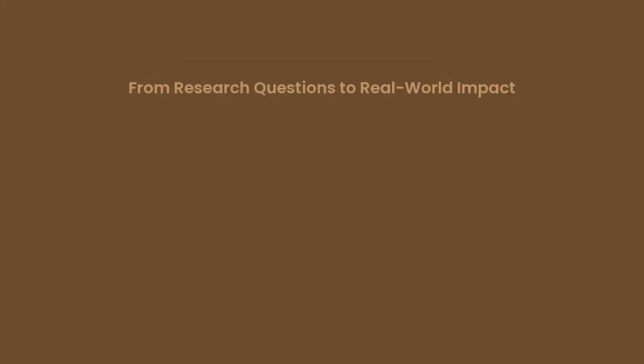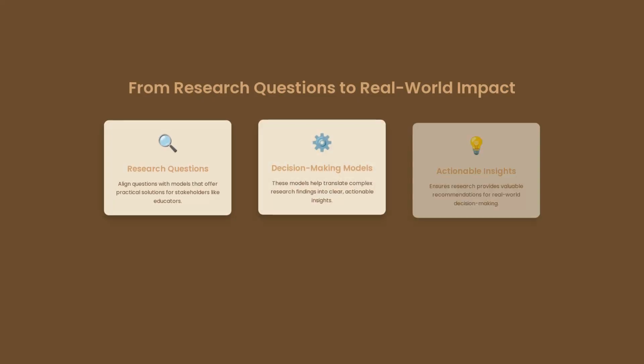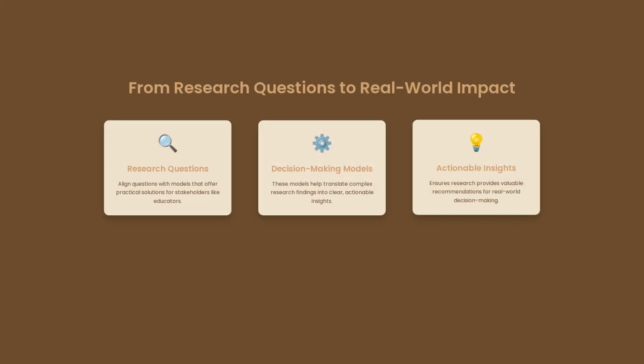Finally, aligning research questions with decision-making models is key to ensuring your research has practical implications. Decision-making models help translate research findings into actionable insights. For instance, if your research is aimed at helping educators understand the impact of social media on students, align your questions and design with models that offer practical solutions and strategies for educators.